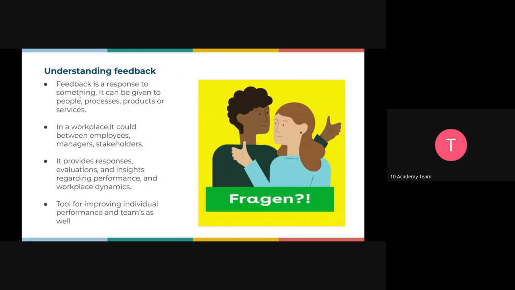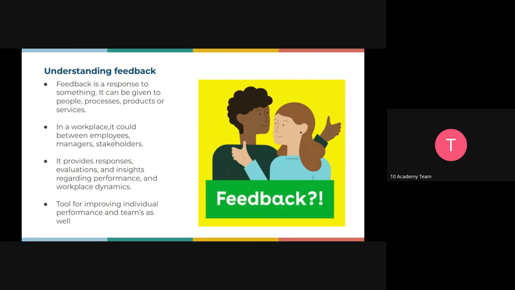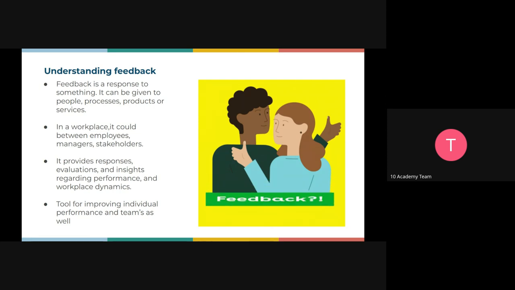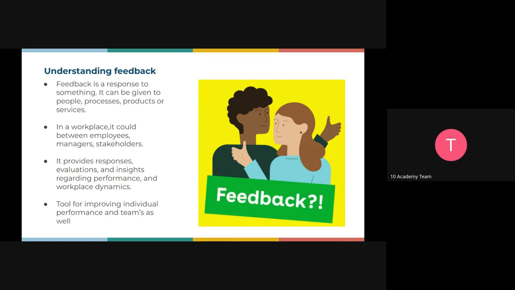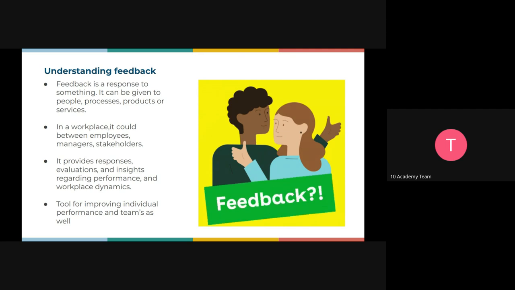So after talking about the different communication styles, it's important for us to understand exactly what feedback is, especially in our workplace. So just a normal description of feedback, it's basically just a response to something. It could be you're responding to someone, or you're giving feedback to a process that has been made, or a different product for a company, or a different service that has been offered. So it's just a response to how that thing is doing. And in our place, it could be between employees or managers or stakeholders, even to customers as well, and it could be 360 ways, so from employee to manager, manager to employee, employer to stakeholder, etc.